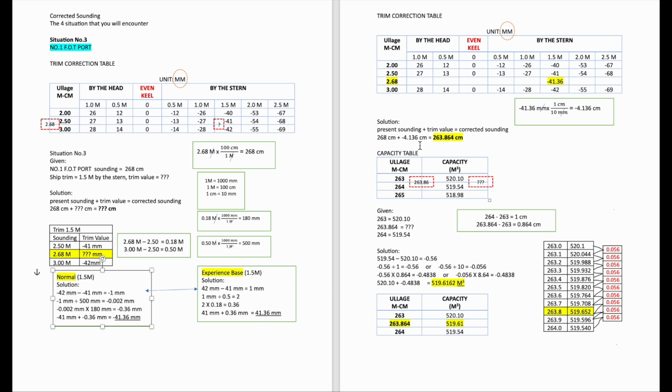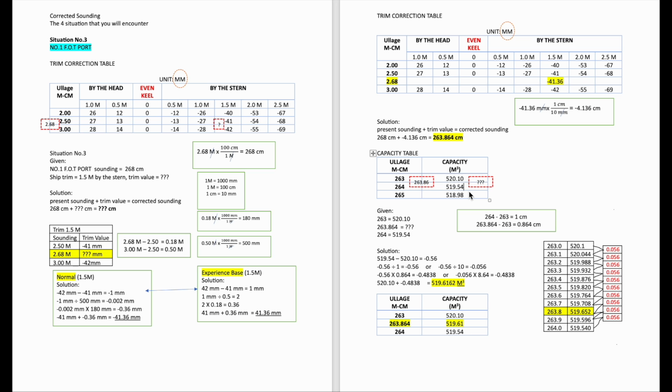Okay, so now you have the answer of 263.864. Then we are going to correct the value on 263.864, because in our capacity table we don't have the value of 263.864. So the 263 is our corrected sounding. So this is the corrected sounding, and we're looking for that in the capacity table. Since we don't have the value on that, you need to interpolate again.